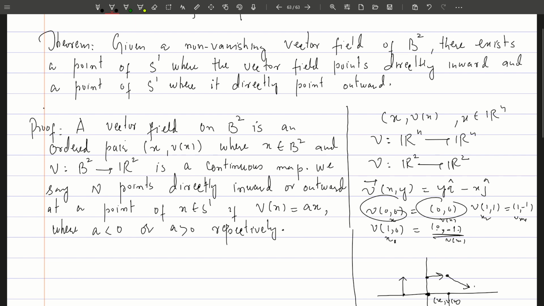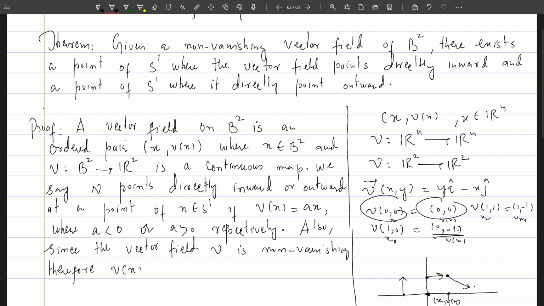Also, since the vector field v is non-vanishing, v of x is nowhere 0, and hence we can think of v as a map from B2 to the punctured plane R2 minus 0.